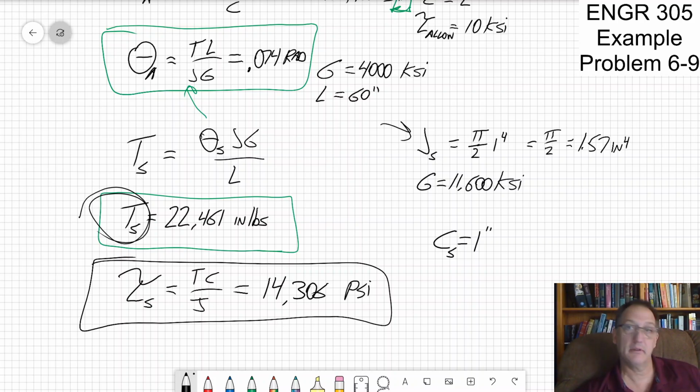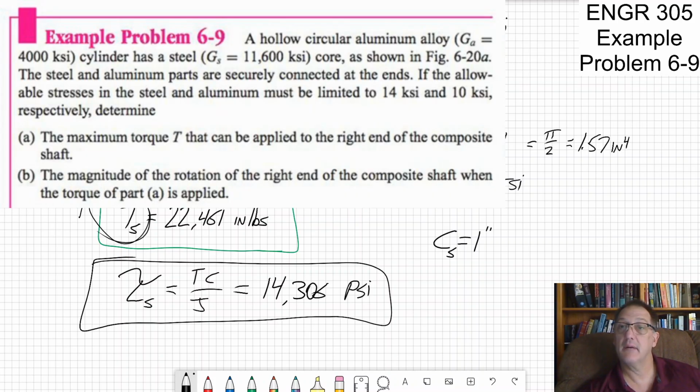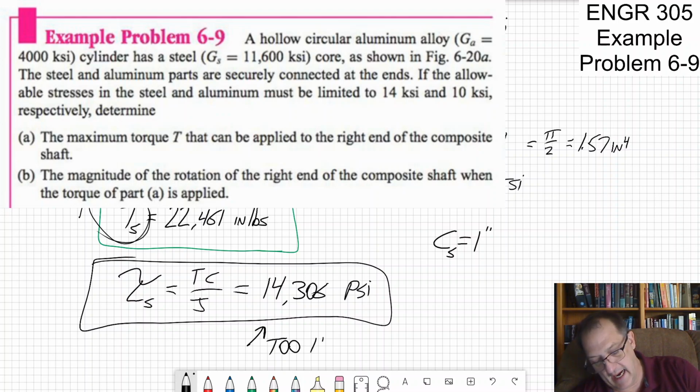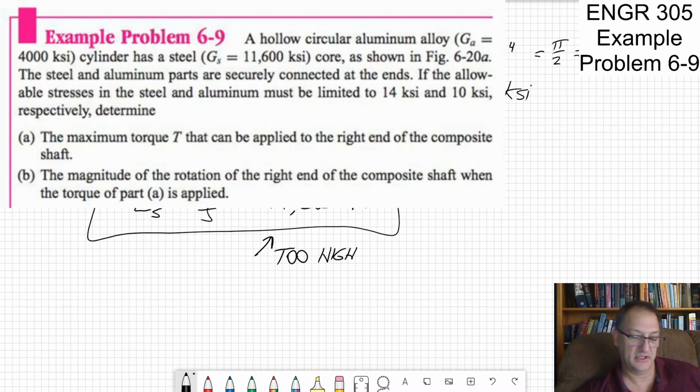Now the problem becomes: the allowable stress is 14,000, and I am at 14,300, so this is too high. And they set this problem up just for that. If we had gone the other way, if we had chosen to work the steel side of it first and then the aluminum, we'd be all done now. But we're not.